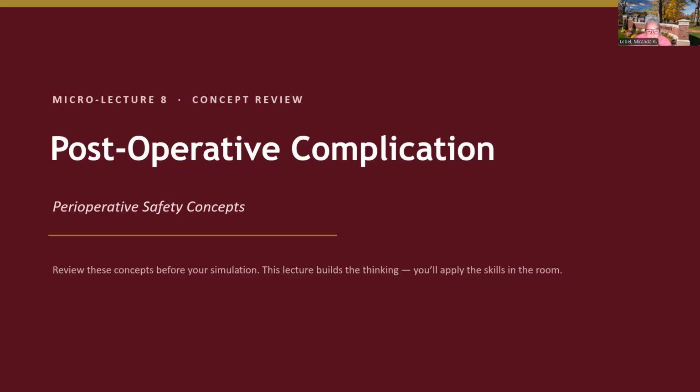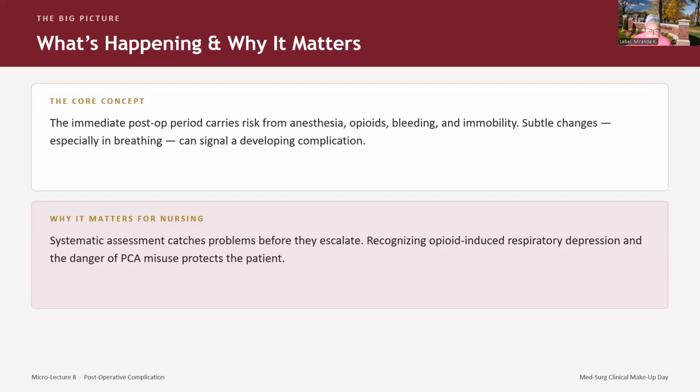This lecture is about post-operative complications in this simulation. So, what is happening and why does it matter? The immediate post-op period carries risk from anesthesia, risk from opioids, maybe some bleeding, and immobility. Subtle changes, especially in breathing, can signal a developing complication.